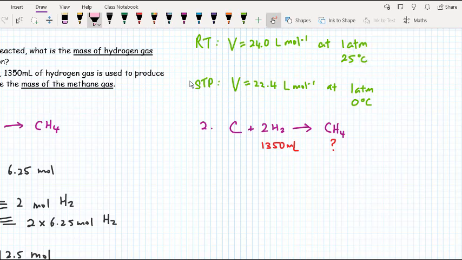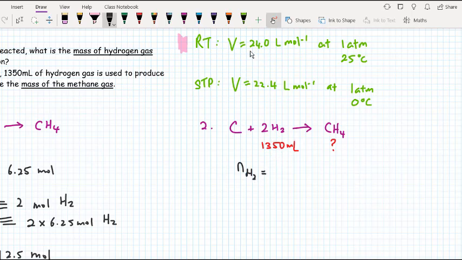An extra piece of information for you also: if the question mentions STP, the standard temperature and pressure, it means that the volume of 1 mole of the gas occupies 22.4 liters. Standard temperature is 0 degrees Celsius, standard pressure is 1 atm. In this question, we are using room temperature. To continue our calculation, using the same balanced equation, we have 1350 milliliters given in the question. First of all, find the number of moles of our hydrogen gas.